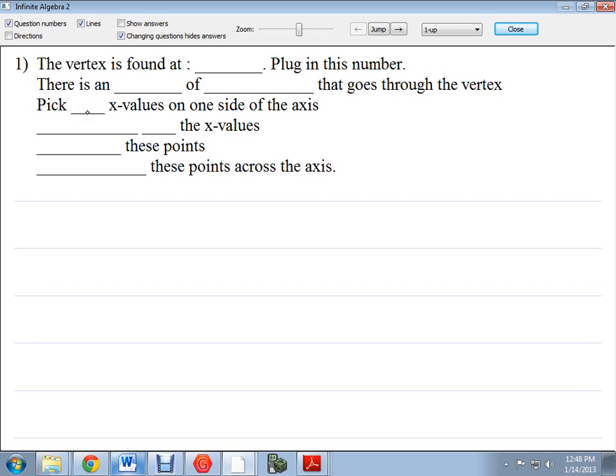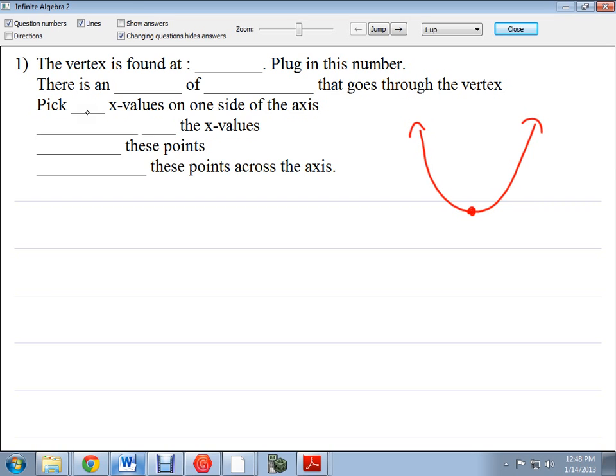We are talking about a quadratic equation. A quadratic equation, when graphed, looks like this. This is what the graph will look like. It'll look like a U. Now the vertex of the graph is found at the bottom, or if the graph goes upside down, it's found at the top. It's the tip of the U.